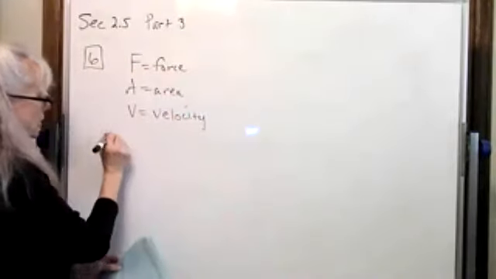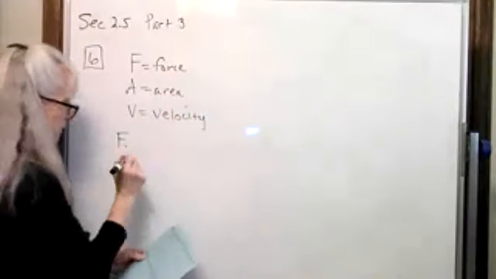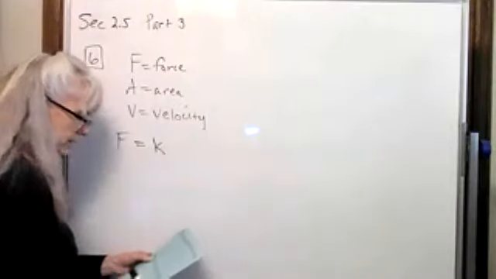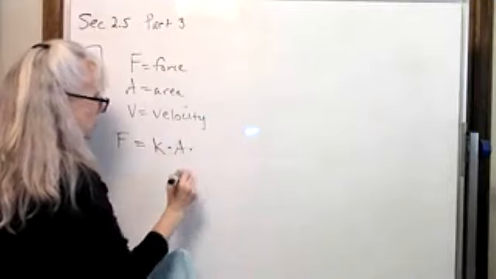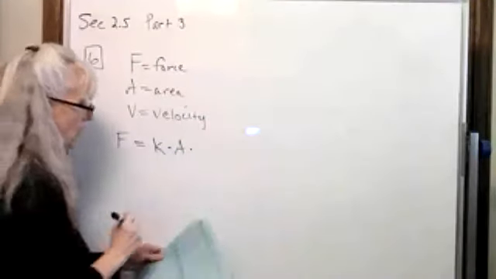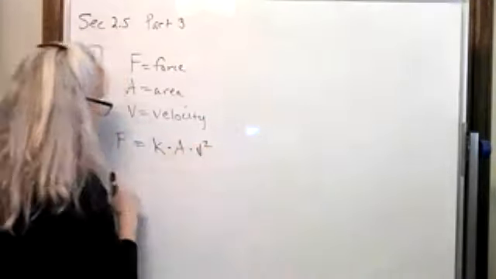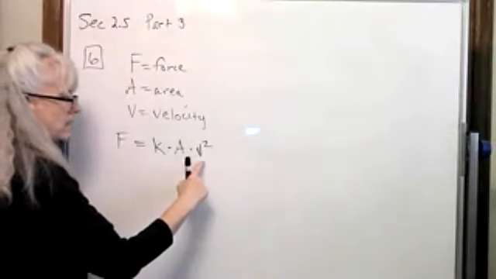So the force exerted, so F is equal to, okay, here it says jointly with the area, so that would be times A, and because it's jointly, we know to times again, the square of the velocity, so V squared. So I have F is equal to KAV squared.